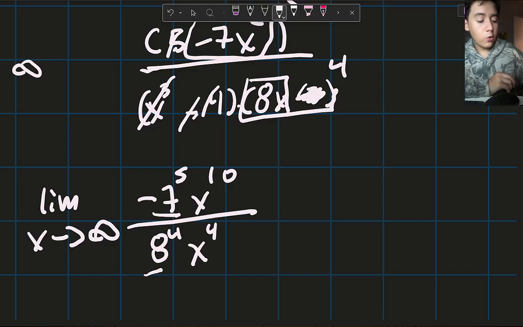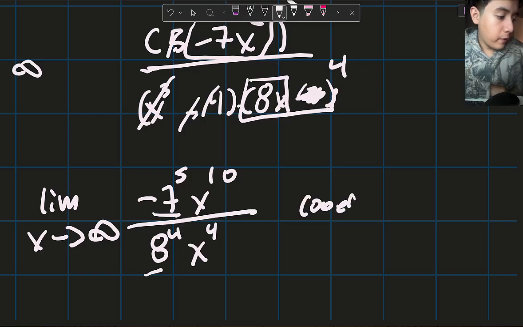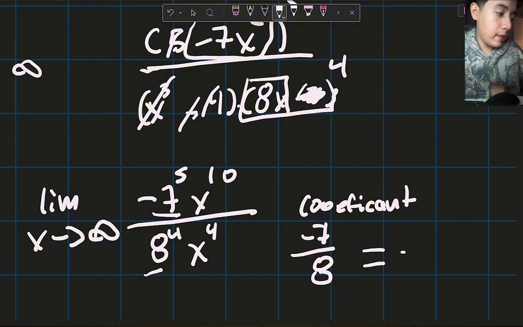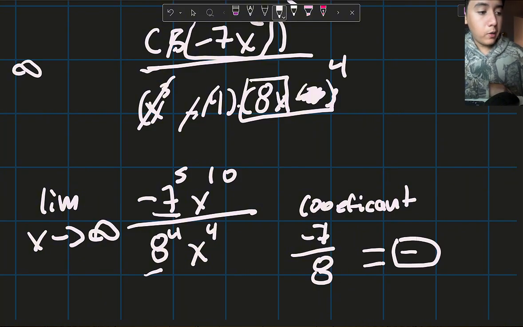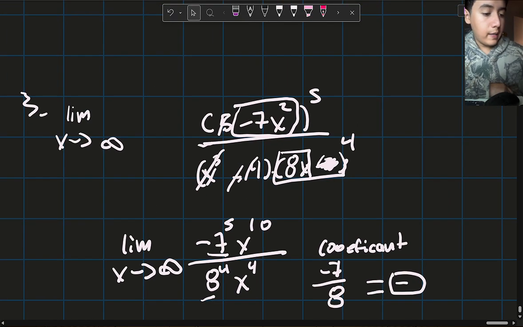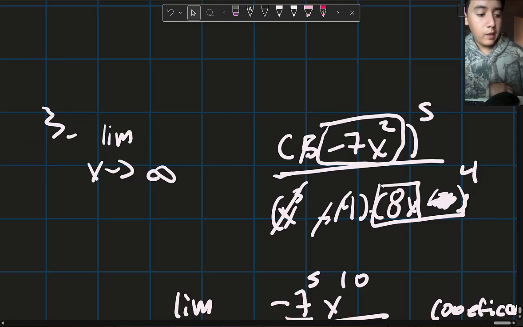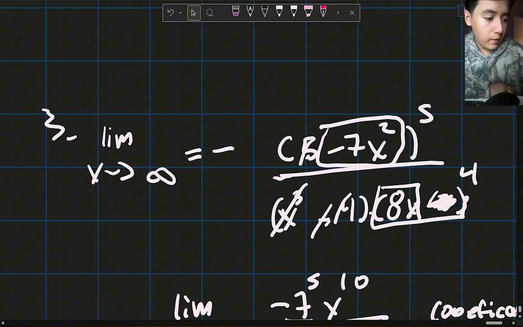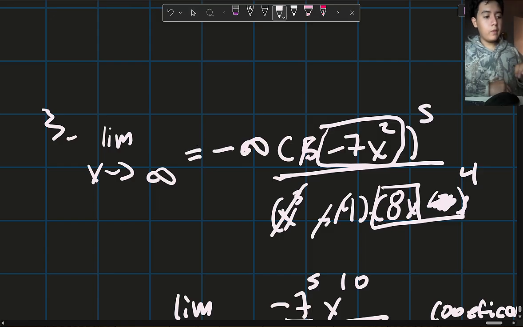Our coefficients are the leading numbers. I'm not very good at spelling, but the coefficients are our -7 and +8. And we already know this is going to be a negative. Okay, so that's how we determine when we have polynomials if it's going to be a negative or positive infinity, or just a singular value. And we know that this is going to be negative infinity. Perfect. Thank you.